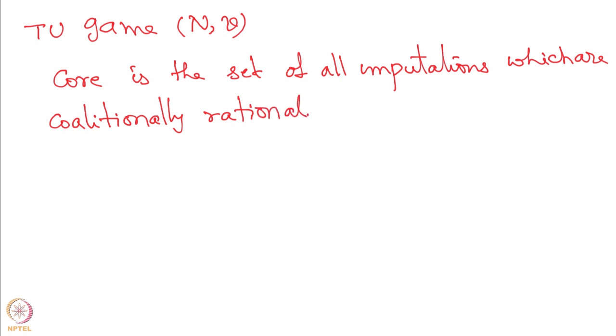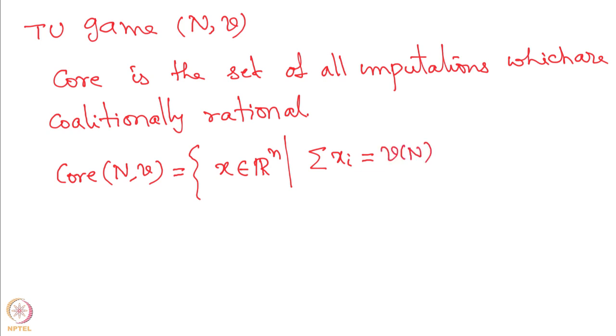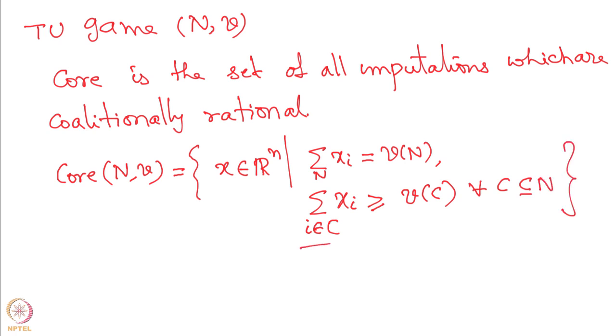What it means is the following. Let me write it: the core of (N, v) is the set of all x in R^n such that, first, the sum of x_i equals v of N, which is collective rationality. Then, summation of x_i, i in C, is bigger than or equal to v of C. This is true for every subset C of N. This condition is known as coalitional rationality. If C is a coalition, the total worth they are getting is the summation of x_i, i in C. This should be bigger than or equal to v of C, and if this is true for every C, then it is coalitionally rational. Recall, if C is a singleton, this is nothing but individual rationality. Thus the core is nothing but all the imputations which are coalitionally rational.